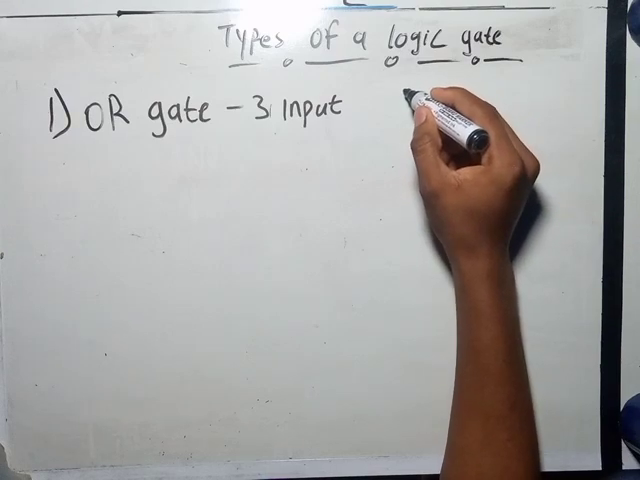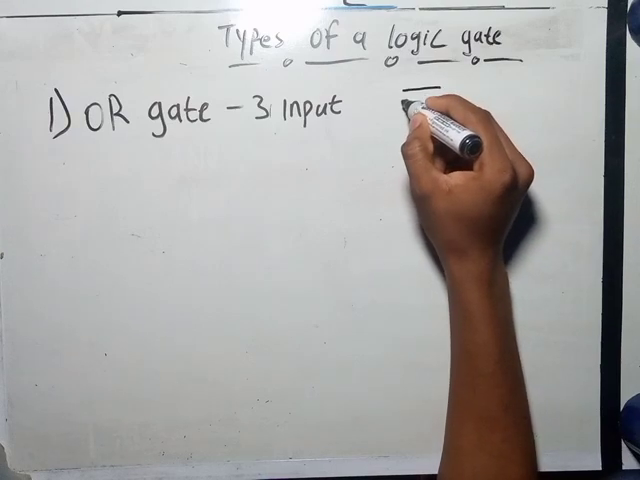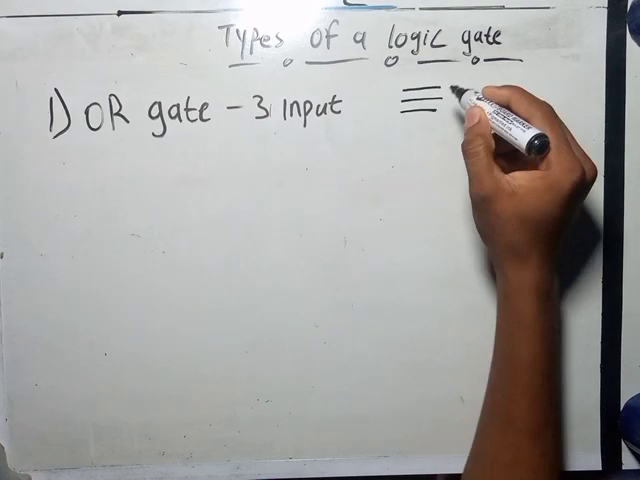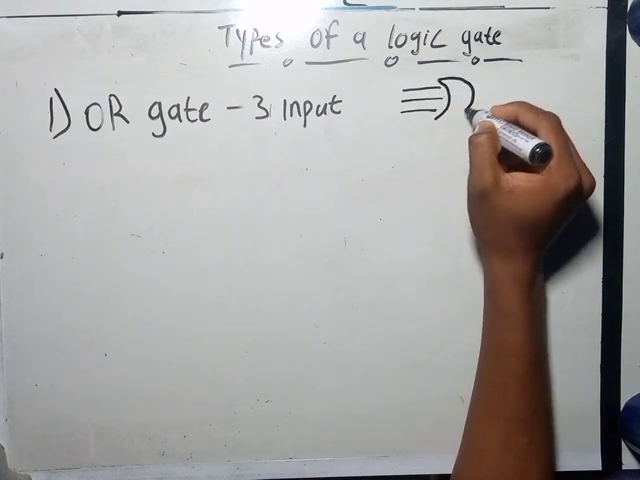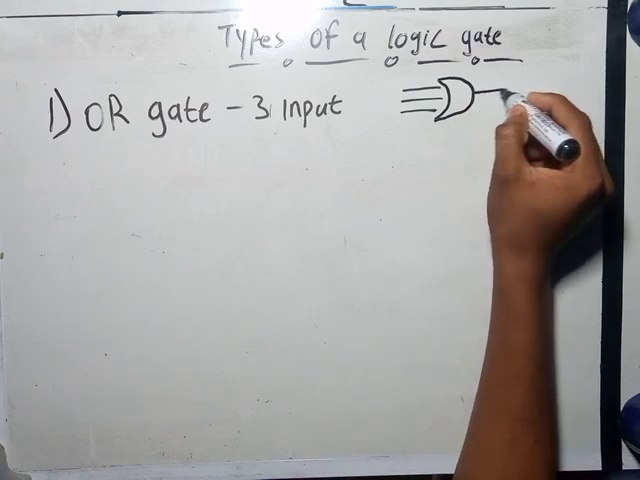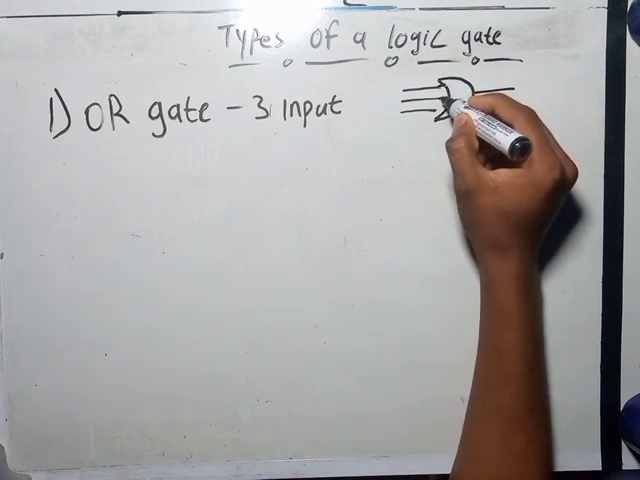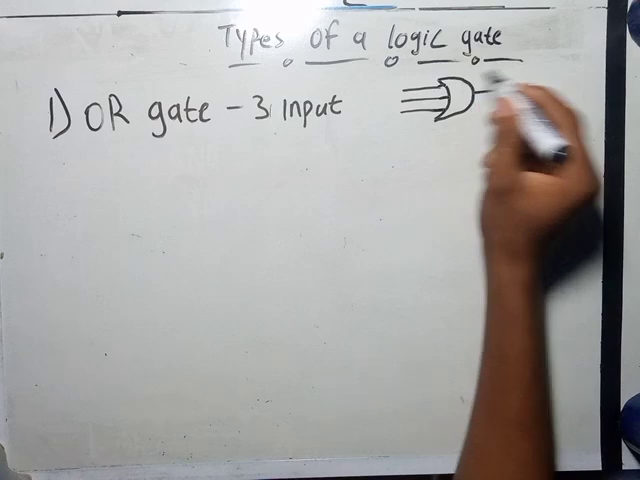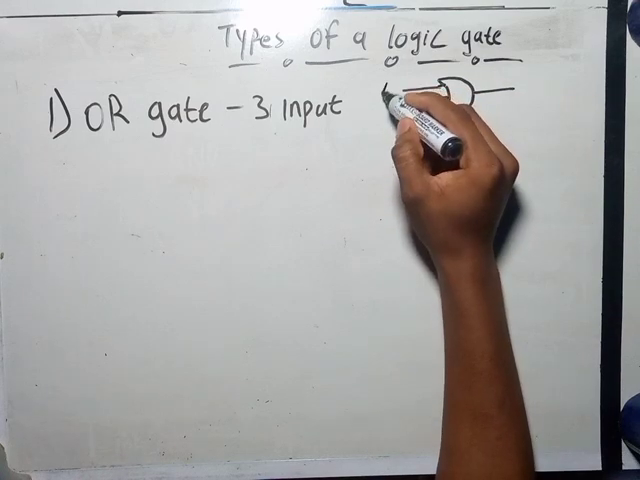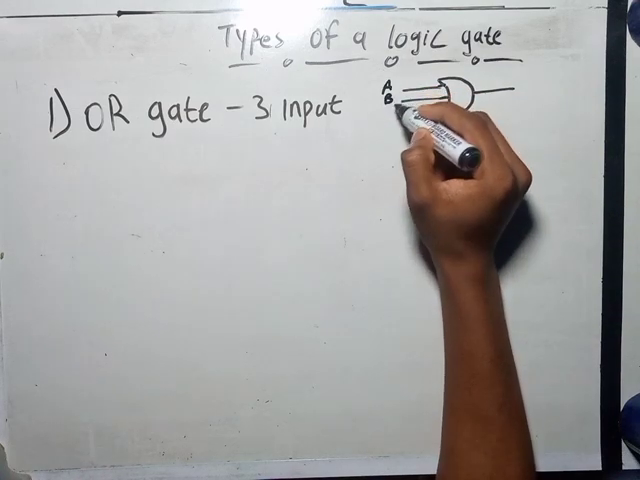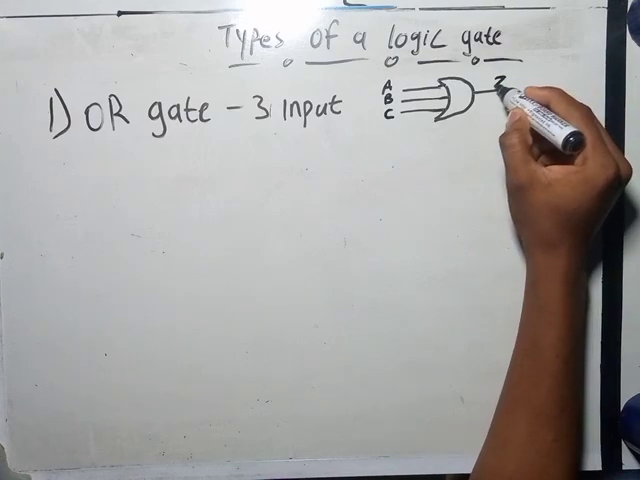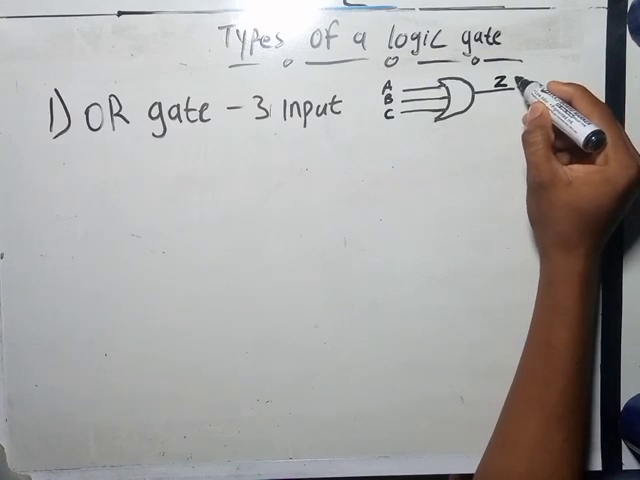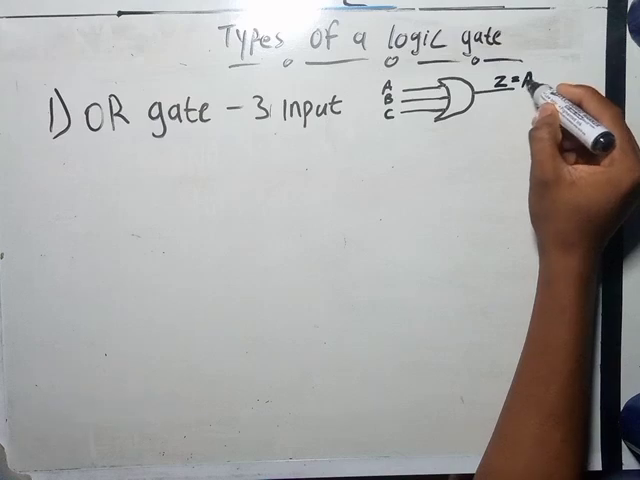Our symbol of the OR gate is denoted as your input, then a curve and another curve, then your output. So it is important that you note that it's a curve and a curve. Then you have your A, B, and C representing your 3 inputs, and your Z, which is the output and is the summation of the 3 inputs.